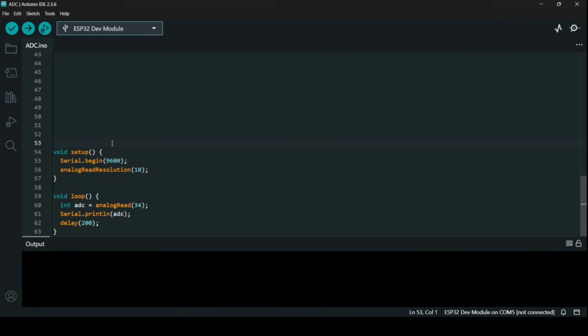Now if you remember, I also said at the start of the video that we can use an ADC resolution of 10 bit instead of 12. We can do this using the function analogReadResolution. So 10 is the resolution of the ADC. Now if you upload this program, you will see that the maximum ADC value this time will be 1023 instead of 4095.